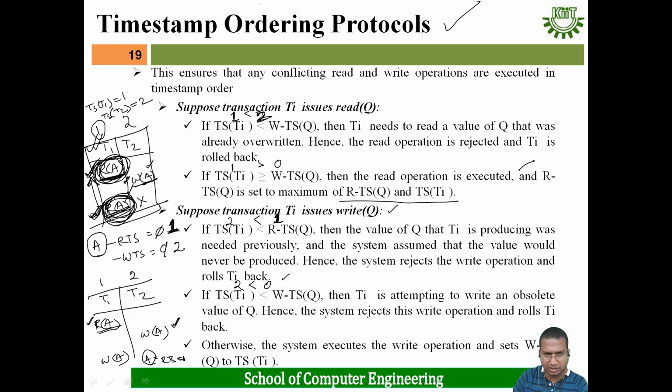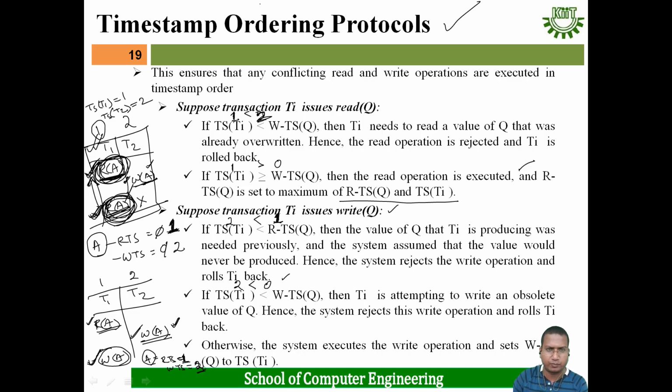Otherwise, the system executes the write operation and sets the write timestamp of Q to TS of Ti. Otherwise means no write operation has been performed. That means this is the first write operation. So it will execute this operation and the write timestamp of A will be 2. The read timestamp of A is 1 and the write timestamp of A is equal to 2. And for this purpose, we check whether the operation will be performed or not. Here the write timestamp of A is equal to 2.